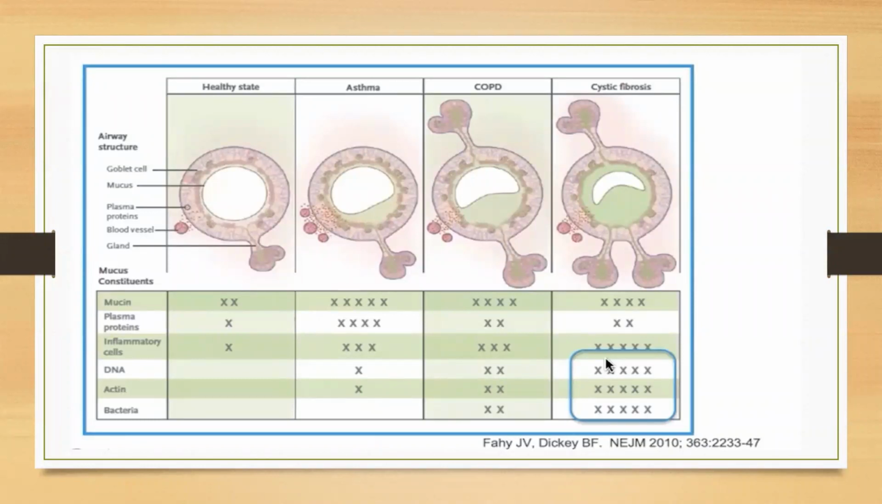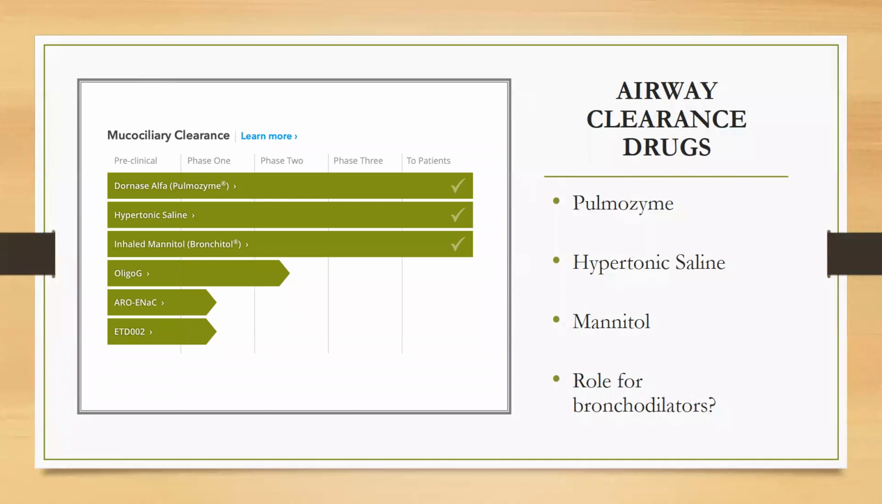The longer that mucus stays there, the more you are at risk for, not colonization, actually, that's the wrong word for cystic fibrosis, for infection and worsening inflammatory cascade, leading to more tissue damage, bronchiectasis, and worsening lung function. So we have those airway clearance techniques, but what about airway clearance drugs? So these are the airway clearance drugs.